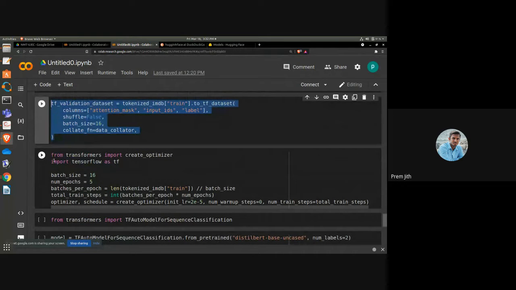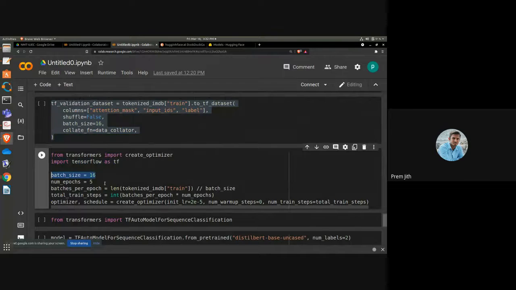So this is very important. Batch size is equal to 16, number of epochs equal to 5. Batch size equal to 16 means we divide the data into batches of 16 and take those sets one by one. Number of epochs means the number of times we go from the end of the neural network back to the first. Then there are total train steps, optimizer schedule, etc. These are the things we have to define initially.